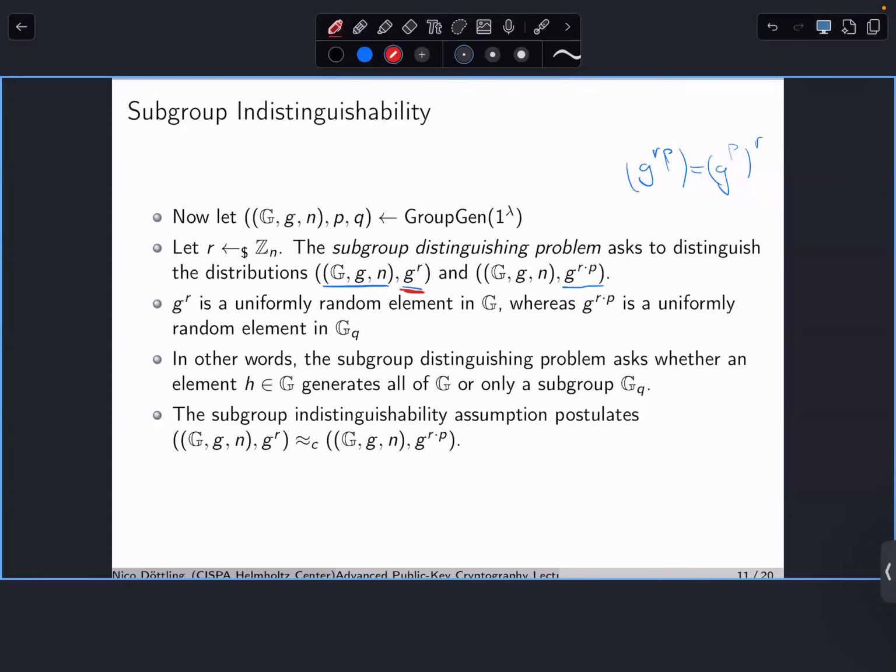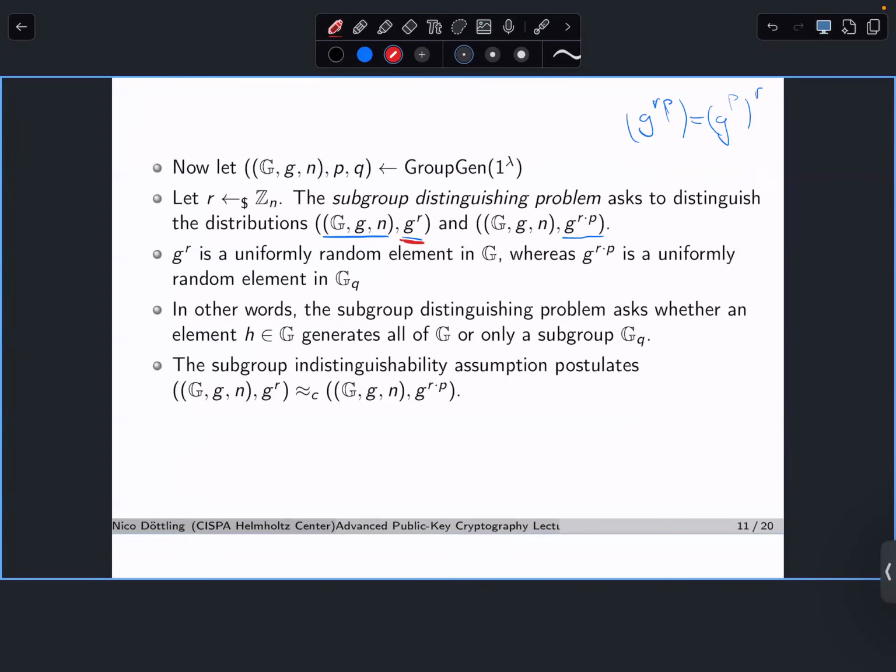And on the other side, I'm giving you g to the r times p. And I said earlier, g to the p generates a proper subgroup. It doesn't generate the entire group. It generates a subgroup of order q. There's only q elements in there, right? This is the natural analog of this one-dimensional subspace in the case of DDH, right?